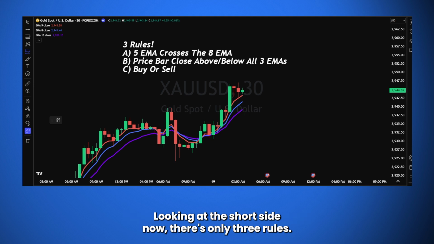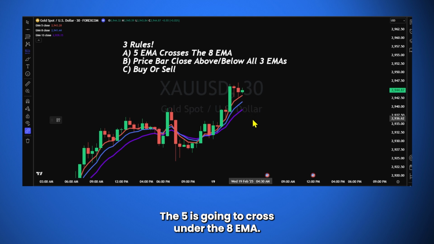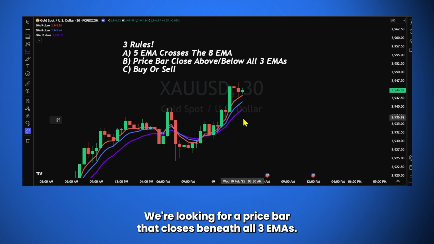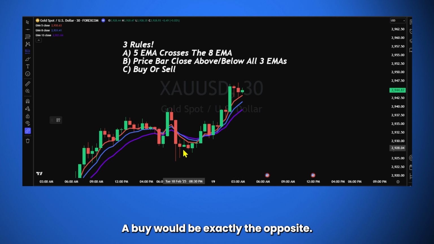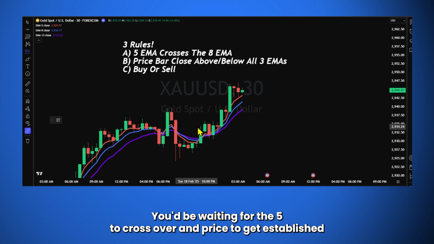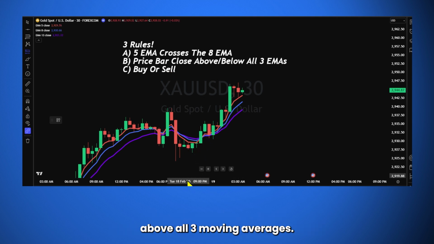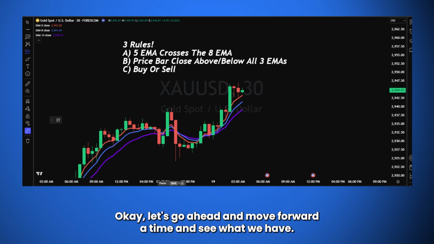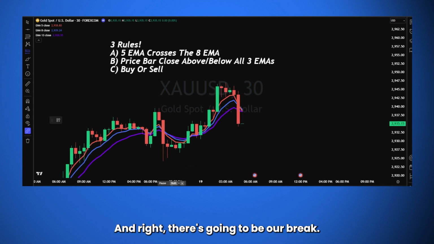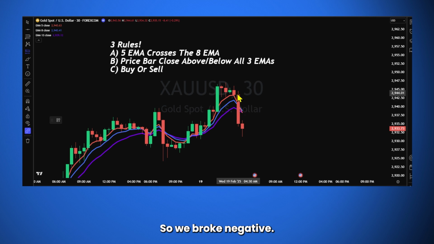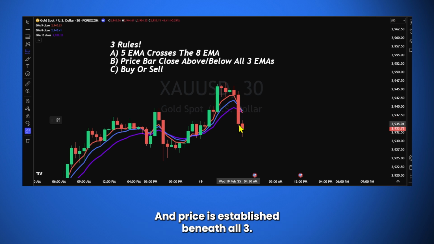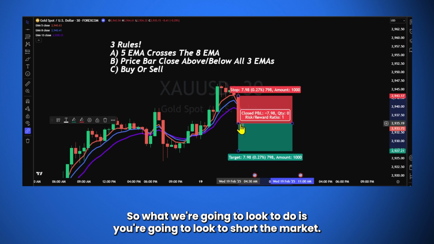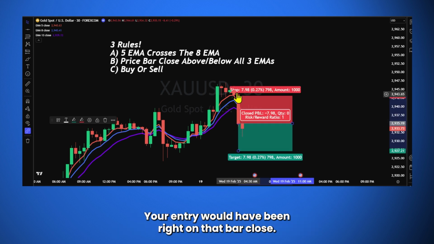Now, there's only 3 rules. The 5 is going to cross under the 8 EMA. We're looking for a price bar that closes beneath all 3 EMAs, and then we're going to go ahead and sell this market. A buy would be exactly the opposite. You'd be waiting for the 5 to cross over and price to get established above all 3 moving averages. Okay, let's go ahead and move forward in time and see what we have. And right there's going to be our break. So we broke negative. You've got the 5, which is our red moving average, crosses under the 8, and price is established beneath all 3. So what we're going to look to do is short the market. Your entry would have been right on that bar close.